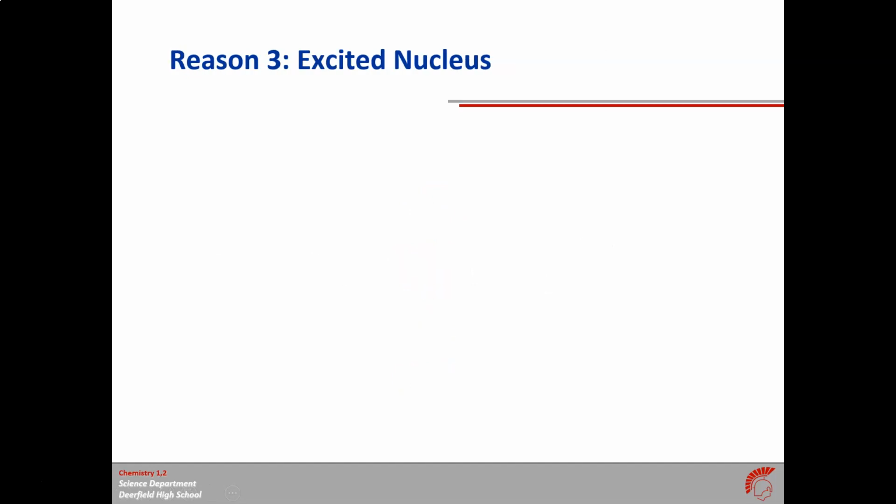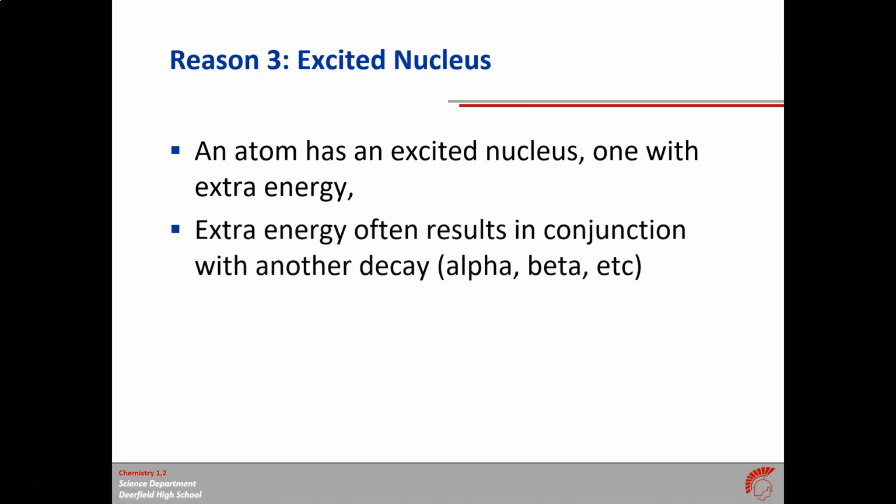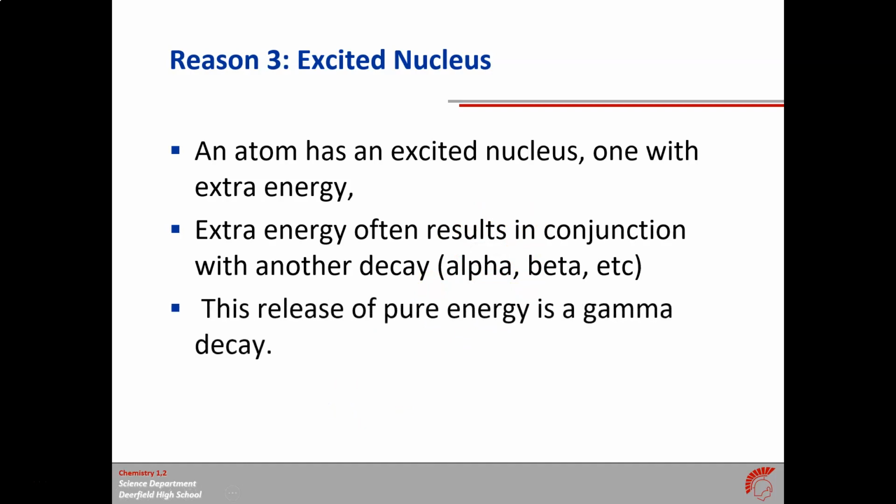So then we get to reason number 3. You could have a nucleus that is just super high in energy, an excited nucleus. In that case, it's just got a lot of extra energy. Oftentimes, extra energy will be released as a result of another decay. So you can have an alpha decay along with energy being released from that excited nucleus. But when that happens, the energy that's released is going to be in the form of a gamma decay.